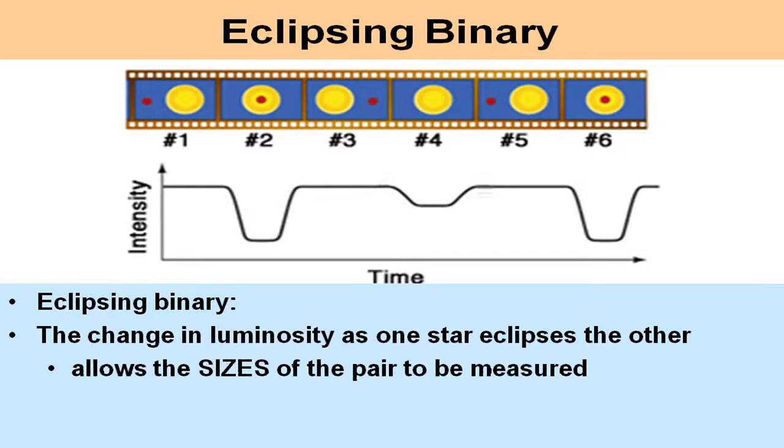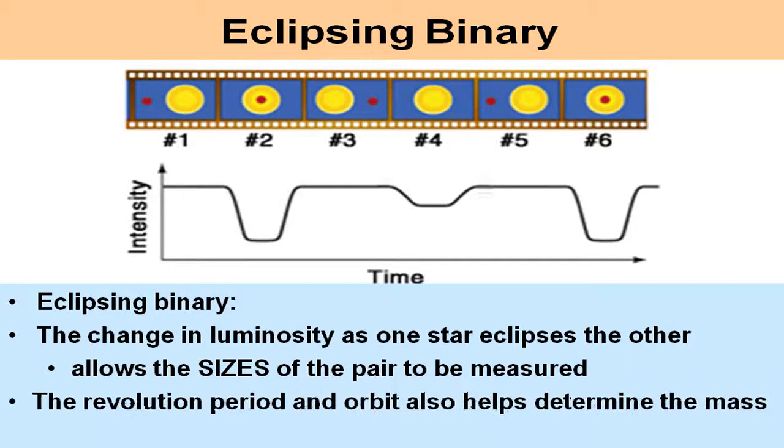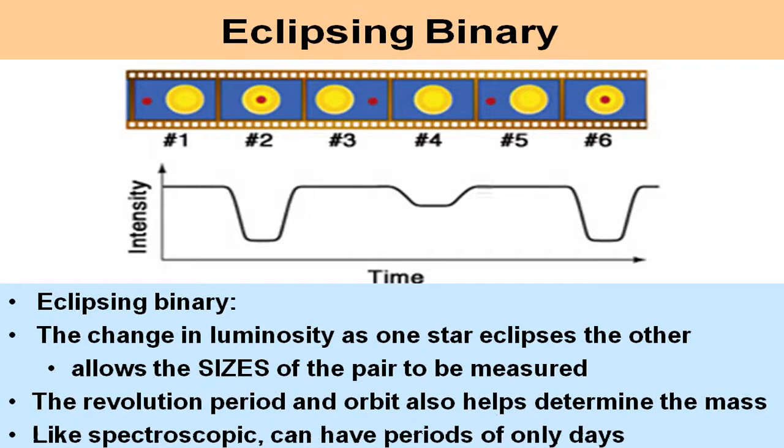Looking at an eclipsing binary, we observe a change in intensity over time, and by evaluating the intensity, we can come up with some measurement of the relative size of these two stars. The revolution period and the orbit will also help determine the mass of the binary system. Like a spectroscopic binary, an eclipsing binary could have periods of, say, only days. So you make this measurement over a period of days to calculate the star sizes.